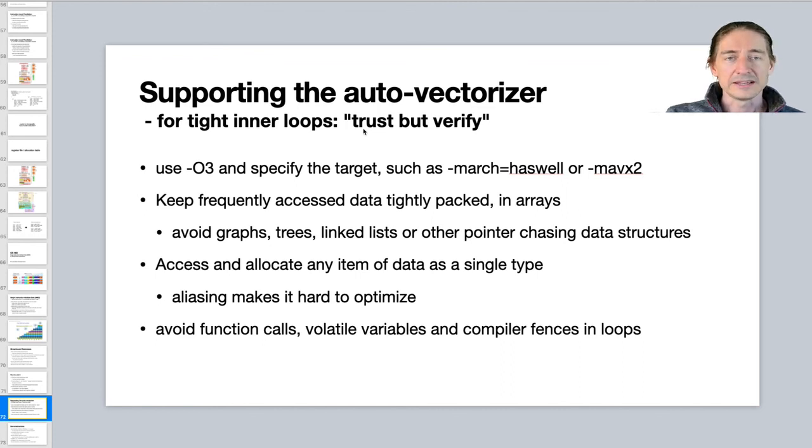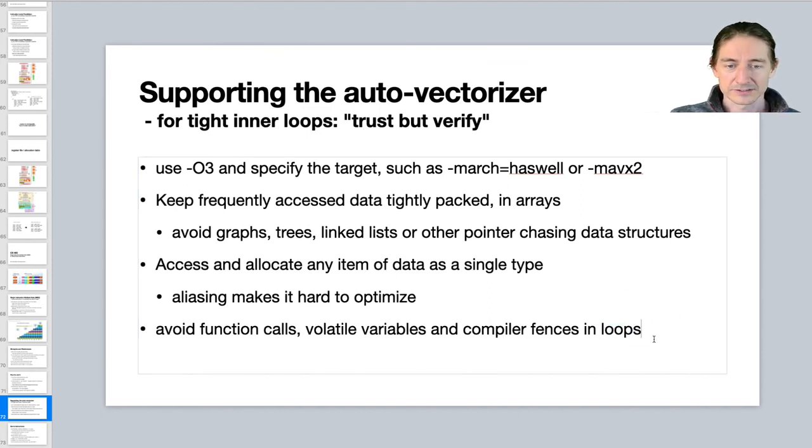And also, inside of your loops where performance is important, avoid function calls. The compiler oftentimes doesn't know what the function will do and will have to be conservative about the order of operations. Avoid accessing volatile variables and compiler fences in general. So a function call is sort of an implicit compiler fence for most functions. But you can also have an explicit compiler fence, right, with the asm volatile.